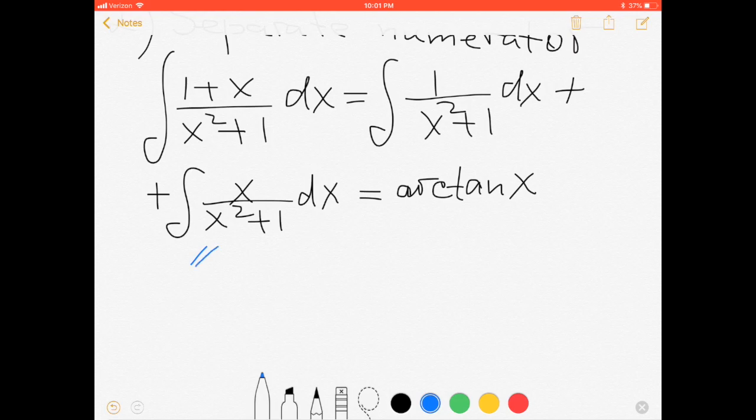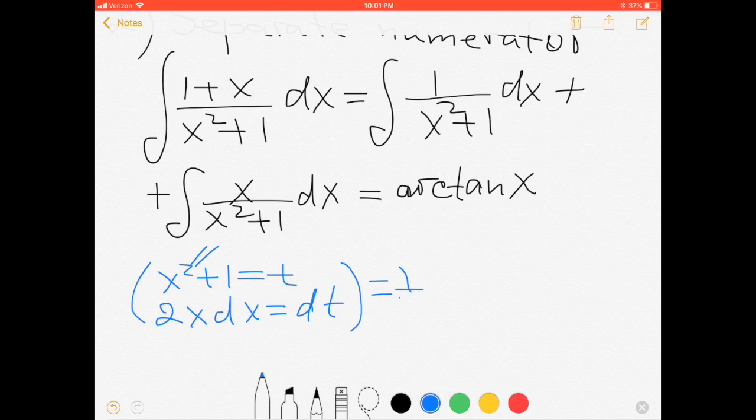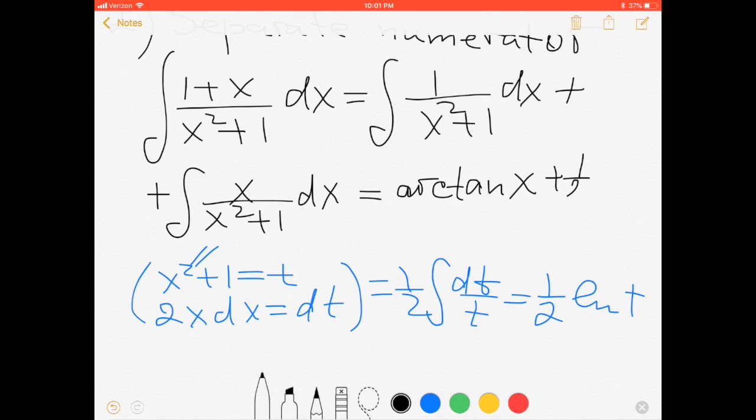I write in a different color so you can see. x squared plus 1, let's call it new variable t. Then 2x dx will be dt. And your integral will be 1/2 dt over t, which gives us 1/2 ln t. If you go back and remember what t is, you have plus 1/2 ln(x squared plus 1) plus c. Here I do not use absolute value because x squared plus 1 is always positive.